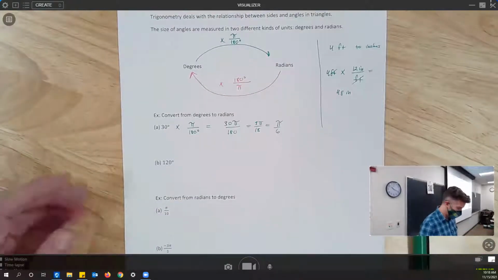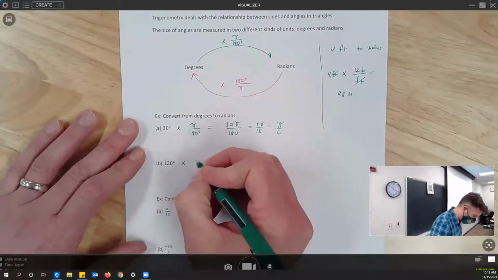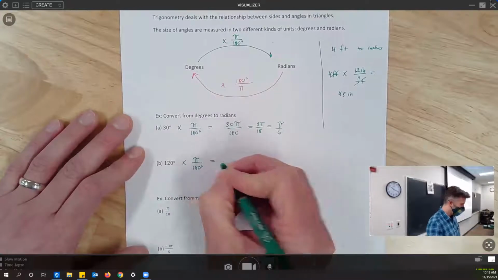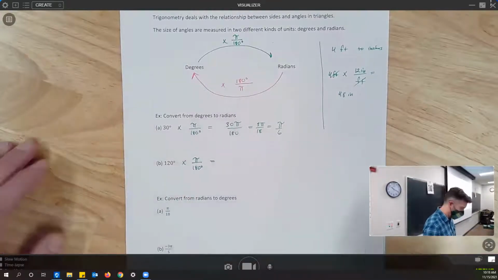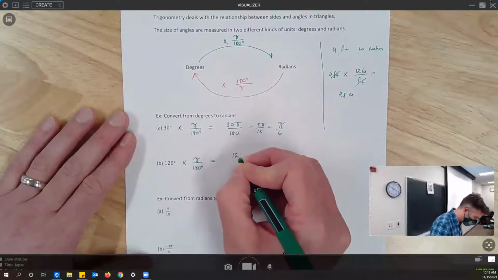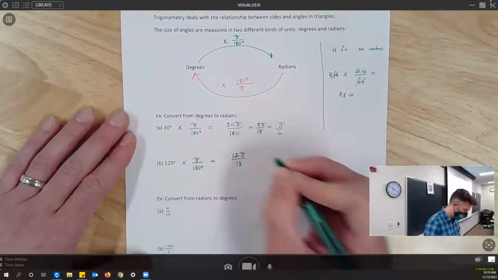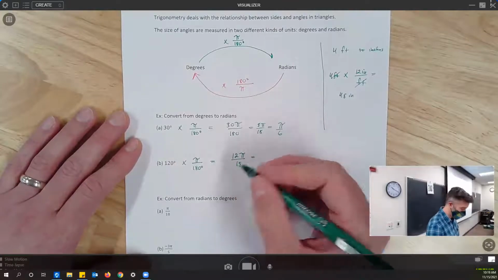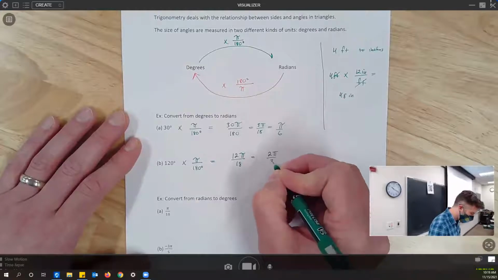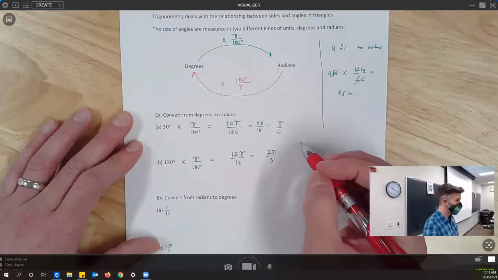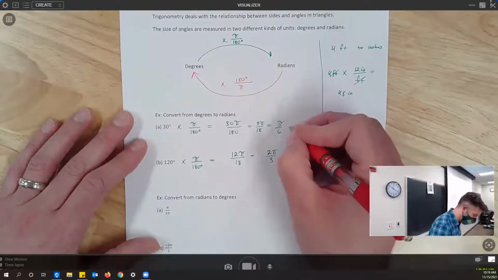Same idea for this one, 120 degrees. We're just going to do the same sort of thing. We're going to multiply by pi over 180 degrees. And I think it's worth simplifying sooner rather than later. I can see the zeros, right? The 10s are going to cancel. 120 over 180 reduces to 12 over 18 real fast. So I get 12 pi over 18. And then 12 over 18, I can reduce to 2 thirds, right? I can cancel a 6 from each of those and get 2 pi over 3. And I should mention, I didn't write radians. You can write radians if you want to, but it's not required.